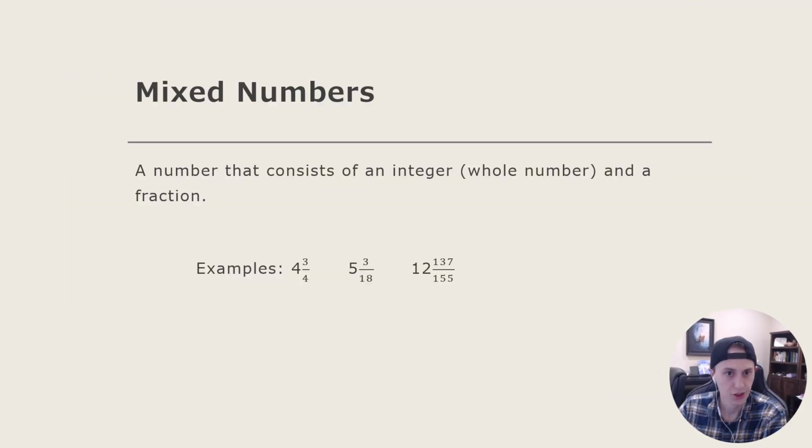Mixed numbers. There are rarely test questions on this, but this notation may appear on 1 or 2 answers, so you should know that 4 and 3/4 is just 4 plus 3/4, or 4.75. 5 and 3/8 is just 5 plus 3/8. 12 and 137/155 is just 12 plus 137/155. I hope that makes sense.